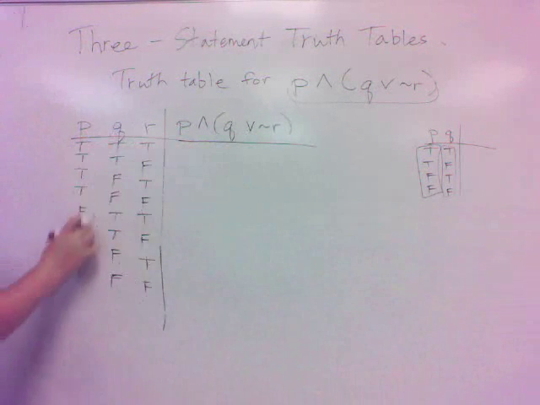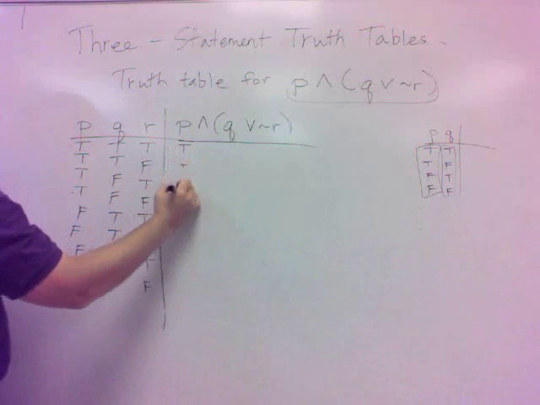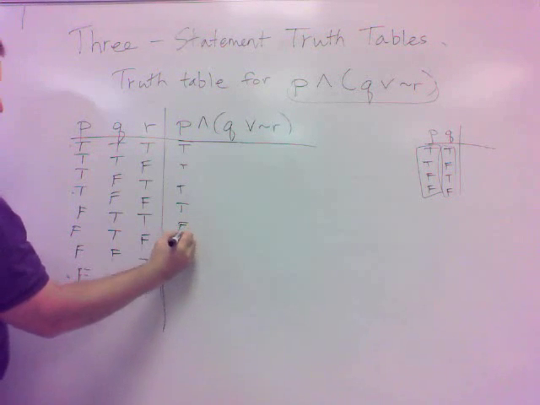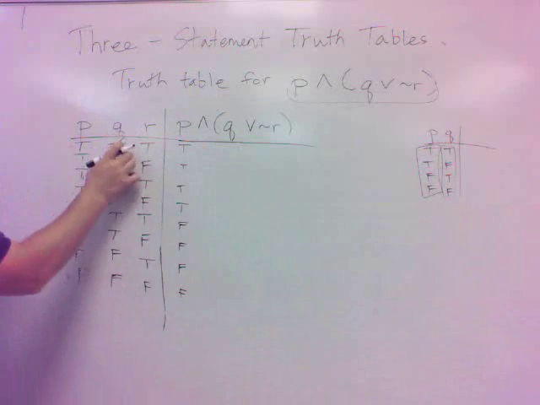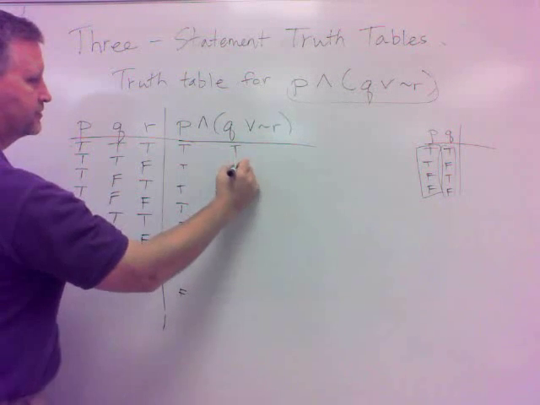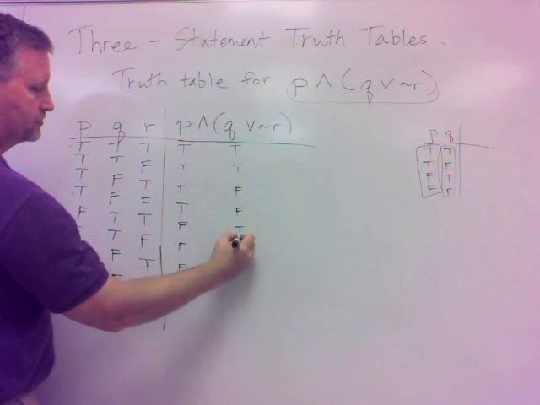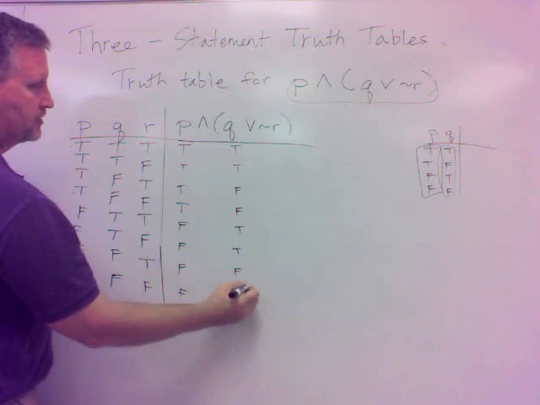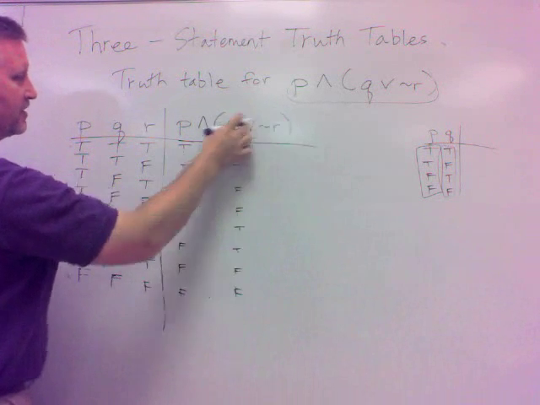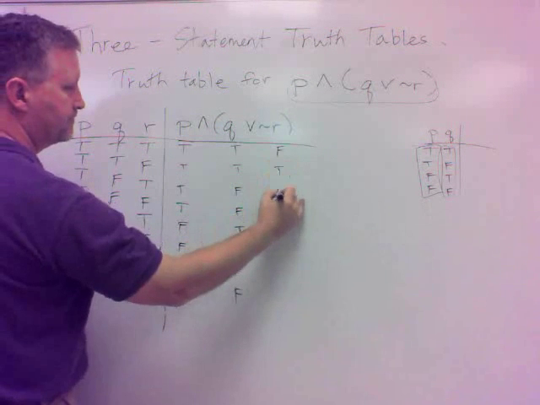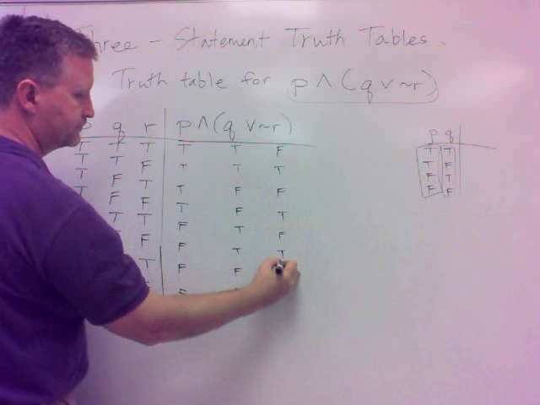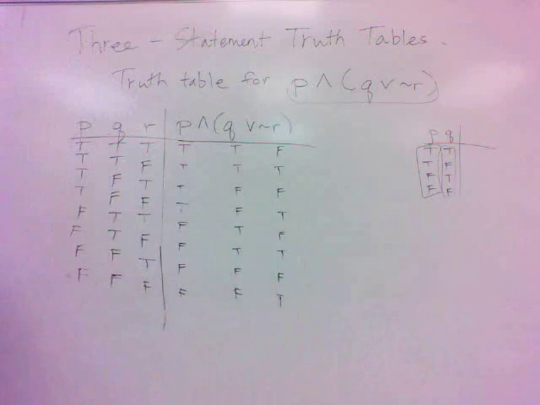All right, so P is the 4 trues, then 4 falses. That's the way I like to do it anyway. Q is this middle one, so that's 2 trues, 2 falses, and then 2 trues and 2 falses. And then the last one is not R, so I do the opposite of the R, so that would be false, true, all the way down, alternating. With me so far?